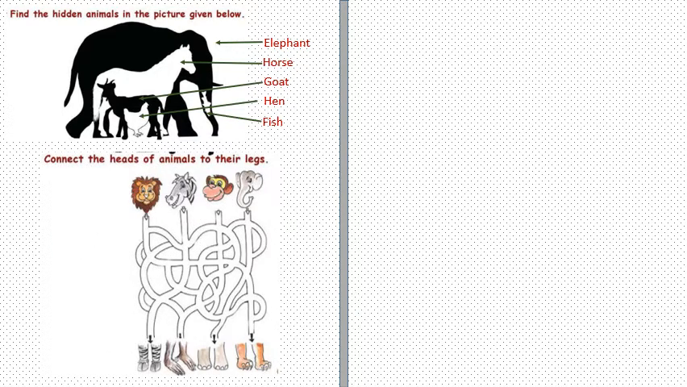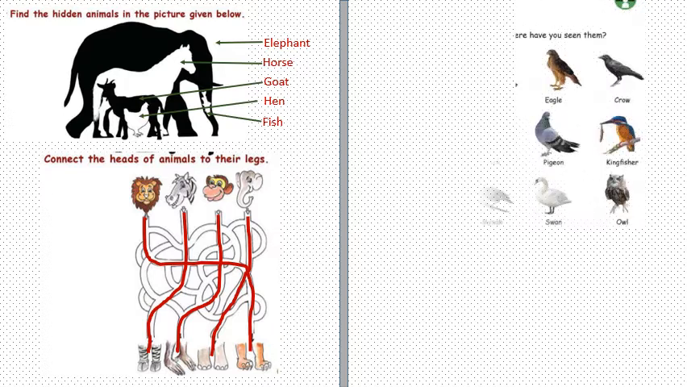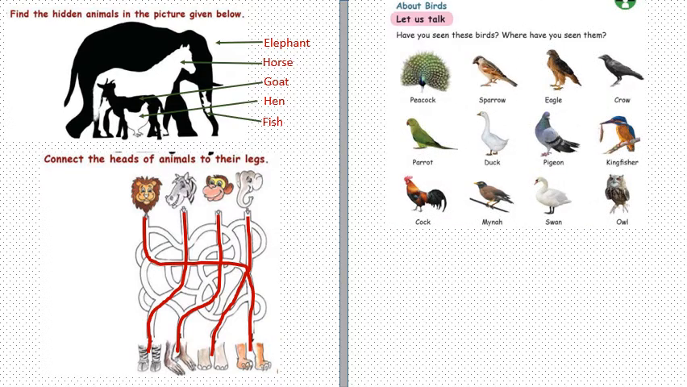Now here we have a puzzle. Connect the heads of the animals to their legs. The first one is your lion, then we have zebra, then we have monkey, and then we have the elephant. So that's about animals. Now we are going to talk about birds.